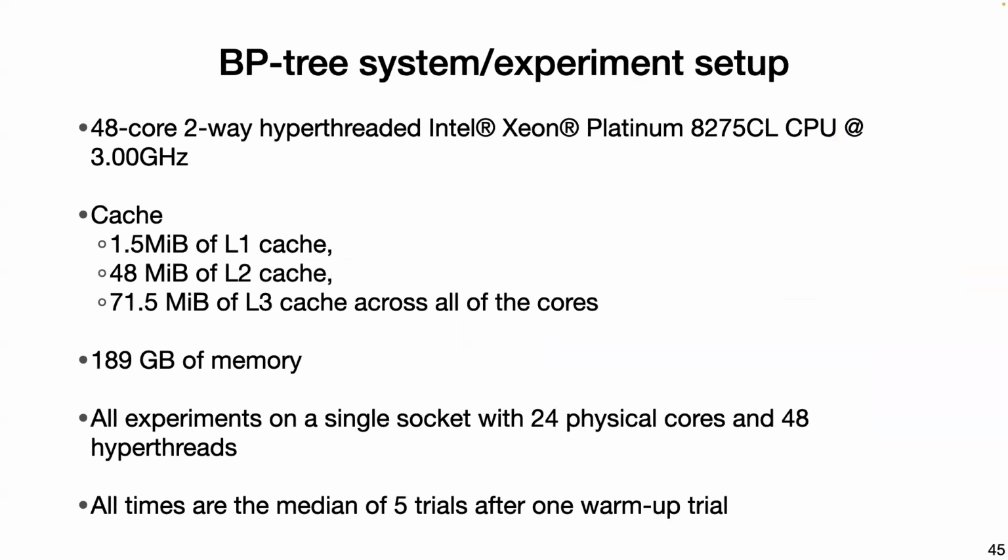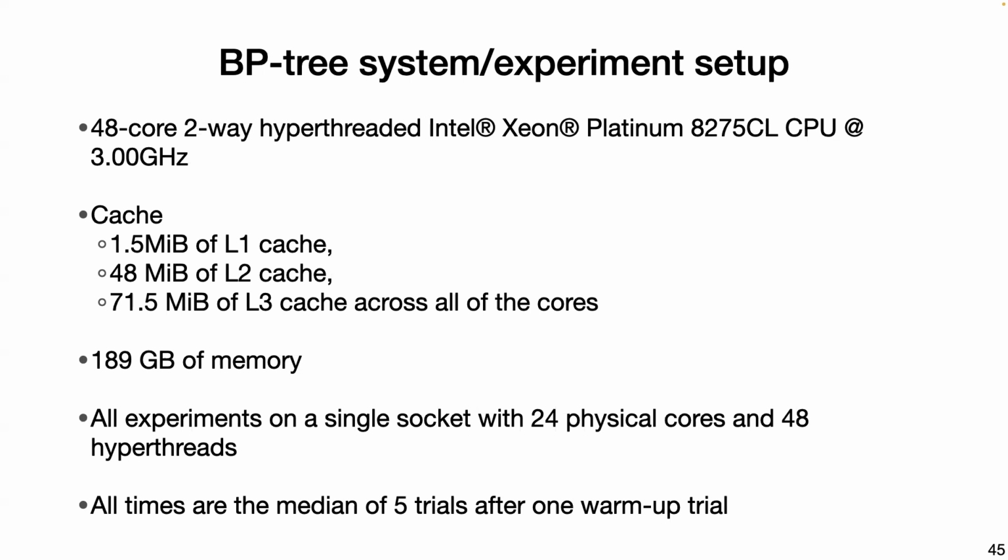This is just the machine specifications. This is one machine. It's 48 cores, it's two-way hyper-threaded. This is the CPU, it runs at 3 gigahertz. This is the cache parameters, some L1, L2, L3 size. And it's reasonably big, it has almost 200 gigs of memory.